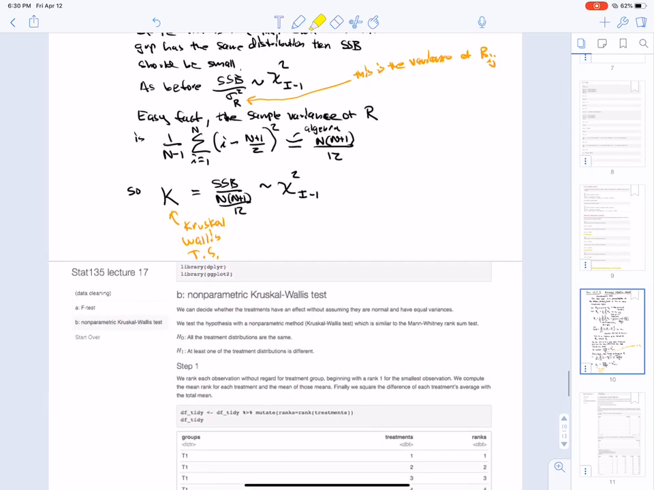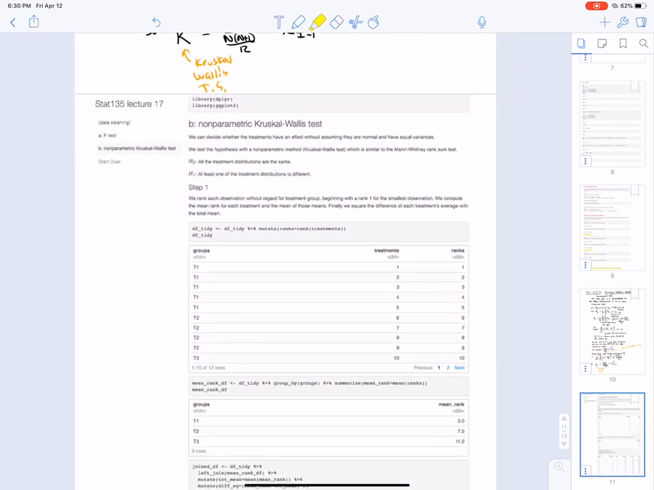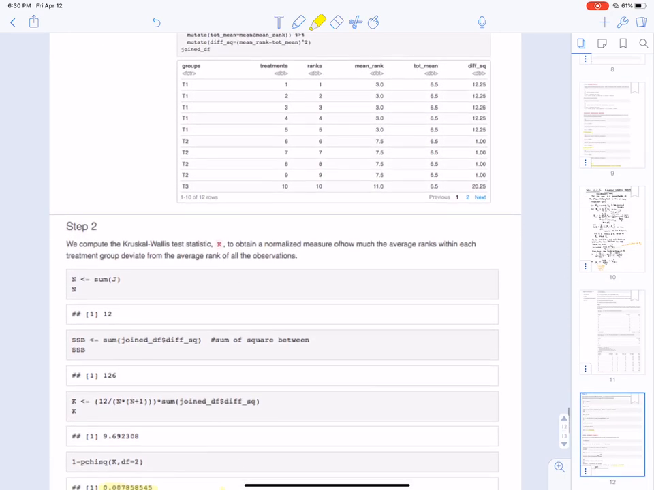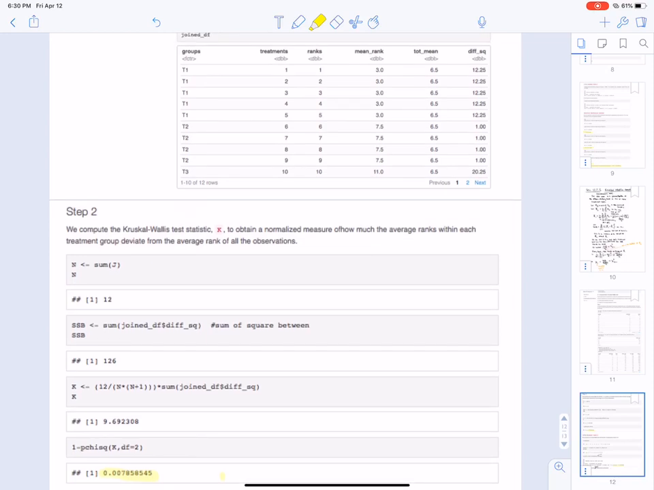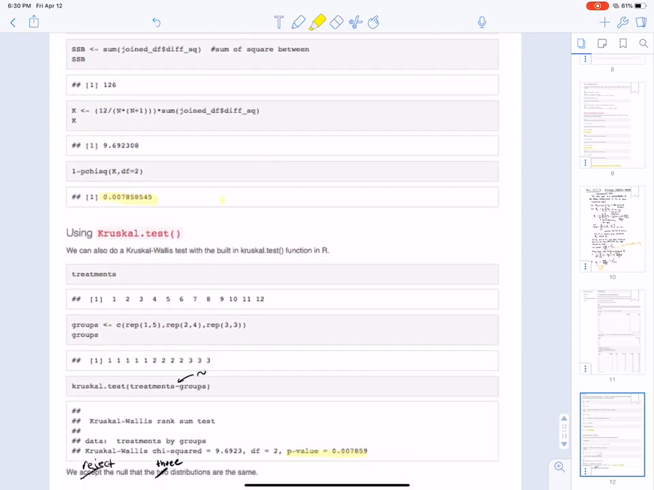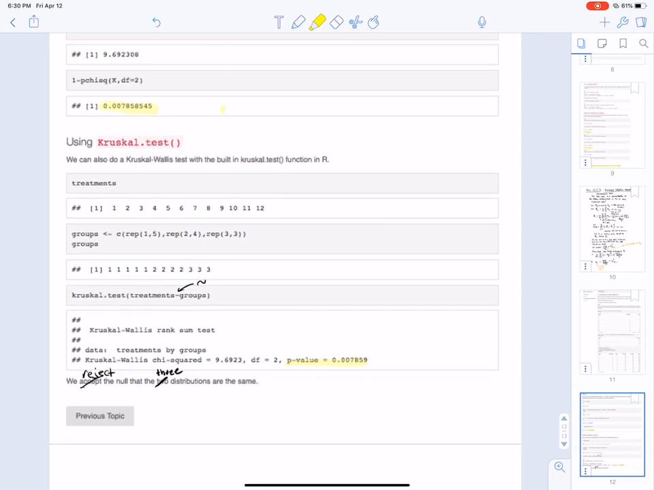So that is it, and I've provided you with some R code to see how this is used. This is very straightforward. I just hard-coded all the computations that we just did above, and I just show you that there is a built-in kruskal.test that you can use to automate this process. You just have your treatment vector and your group vector, and that's it. And so we get the result that we would reject the null, that the three distributions are the same.